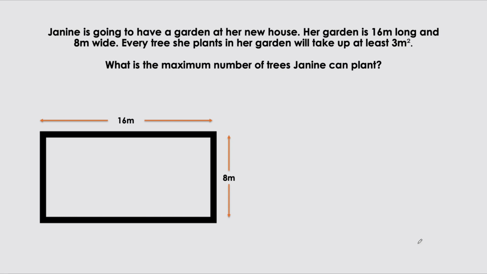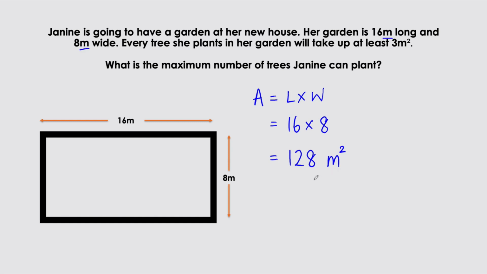Okay, so first of all, in this question, it's important to find out the area of this rectangle first. So let's do that. Area is length times width. Length is 16 and width is 8. So what will we get? 16 times 8 gives us 128. And what's the unit for area? Meter square. Because right now in the question it's given in meters, so we keep it to meters.